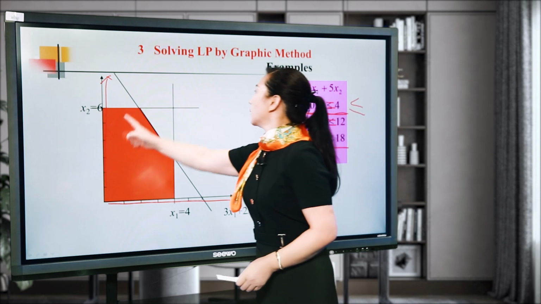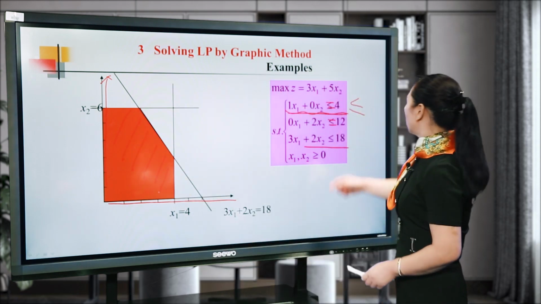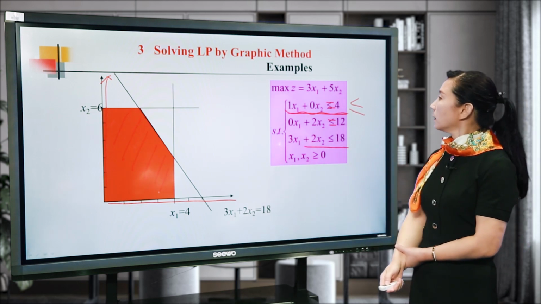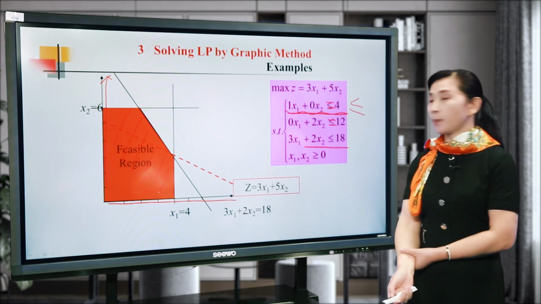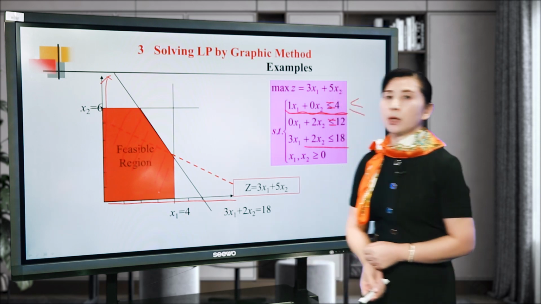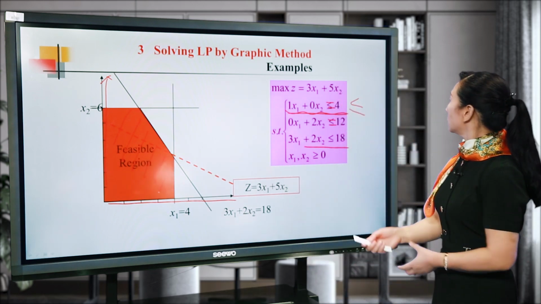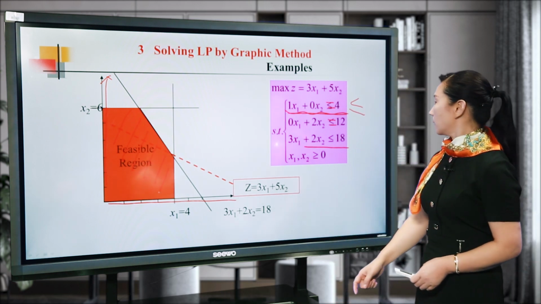That direction is the dash direction of the constraint. And this is the feasible range. The feasible range is all the feasible solutions. And then we draw any objective line.